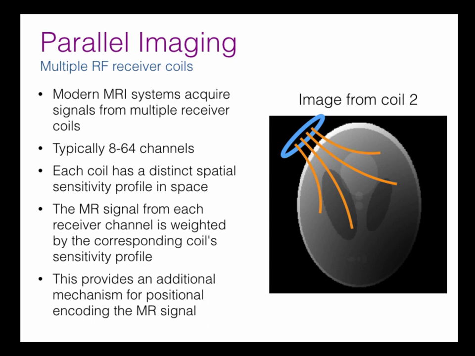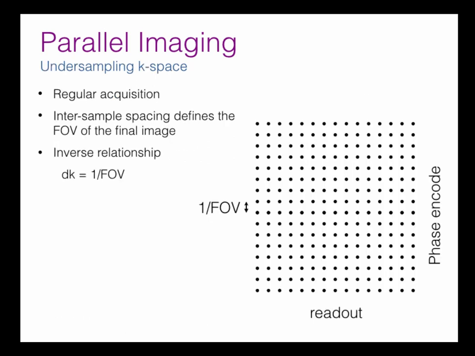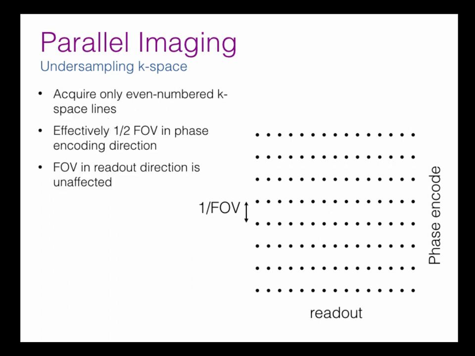So if we have these coil profiles and we know what they are, if we measure them ahead of time, it means we have additional information to help us do spatial localization. So returning to this idea of k-space, remember we said that the intersample spacing is dependent on the field of view. If we make the samples closer together, we have a bigger field of view, and if we make the sample spacings further apart, we have a smaller field of view. So if we drop half our samples, we'll have half the field of view we had originally.